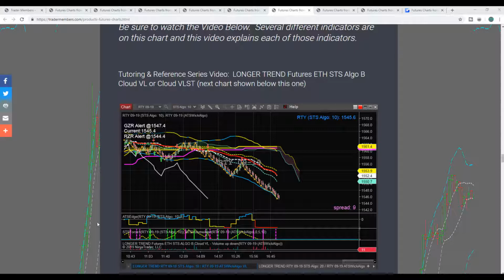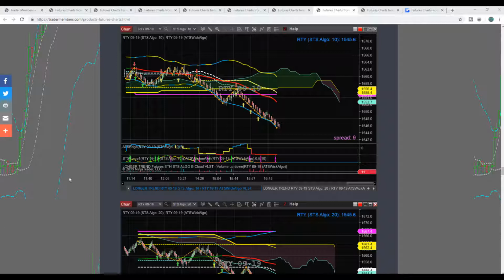We have 2 cloud levels. We have a VL and a VLST. The VLST, the ST stands for swing trade. It's a much longer trend than the VL. It uses more bars. It's like looking at a 10-minute chart versus a 60-minute chart or a daily chart. So this image is a VL cloud on the RTY. And this is a VLST cloud on the RTY.